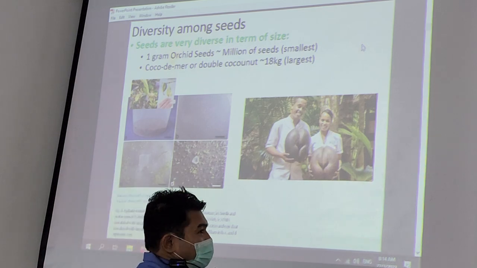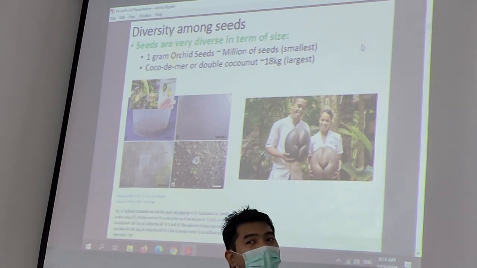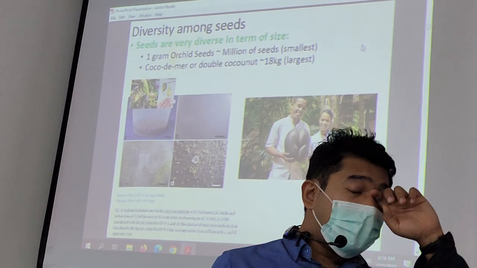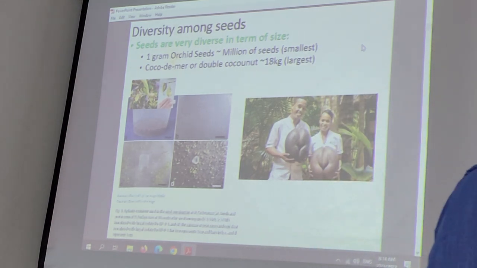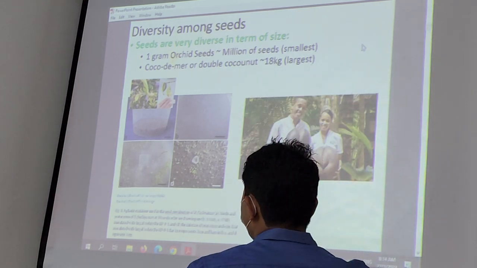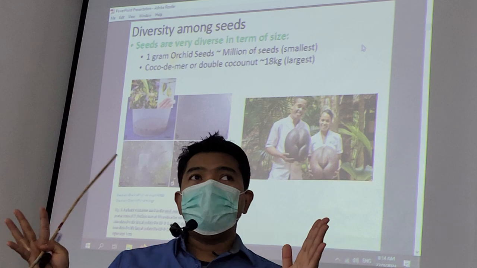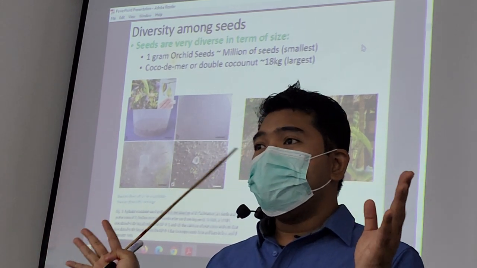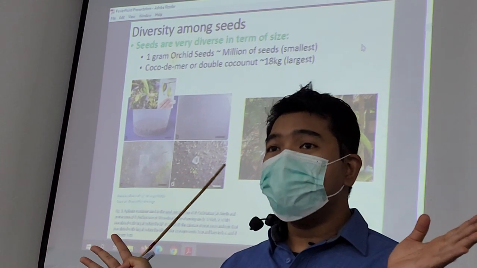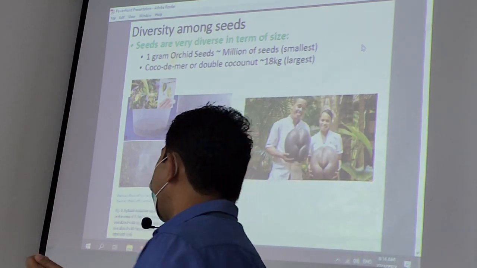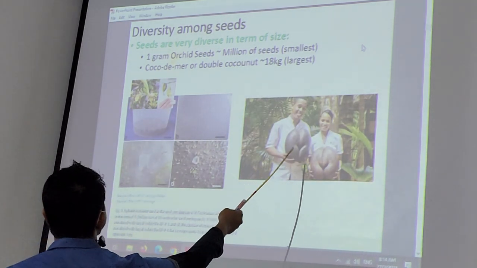What about the largest? Double coconut, coco de mer. It's so big. This is actually the cousin of coconut. Coconut is big as well, but only half of it. Imagine 18 kilograms. That's so big. Right. Why does it need to be so big?